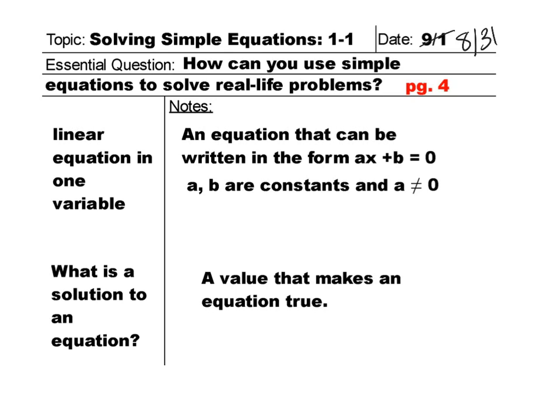So we're looking at section 1.1, which is just solving single-step linear equations, linear meaning line. It says an equation that can be written in the form ax plus b equals 0. A and b are constants, and a cannot equal 0. So that's the definition of a linear equation in one variable. Basically, just the equations that we're used to. So, for example, 4x plus 1 equals 5.